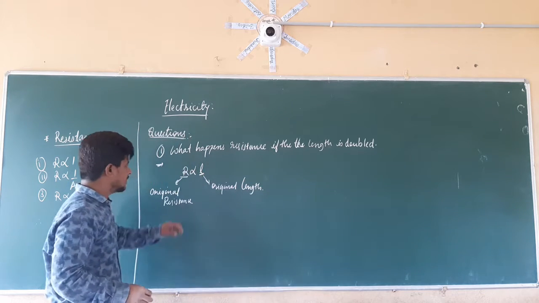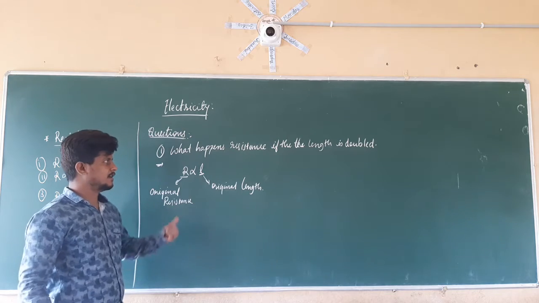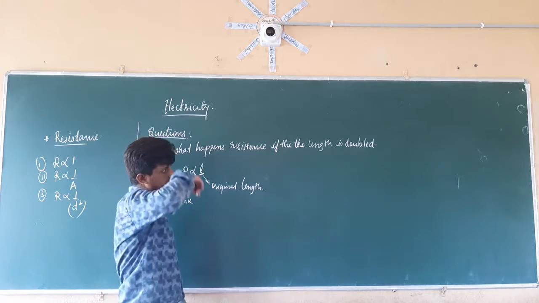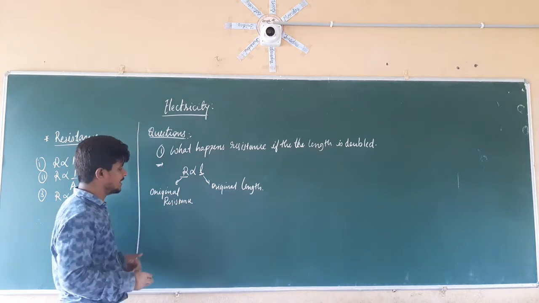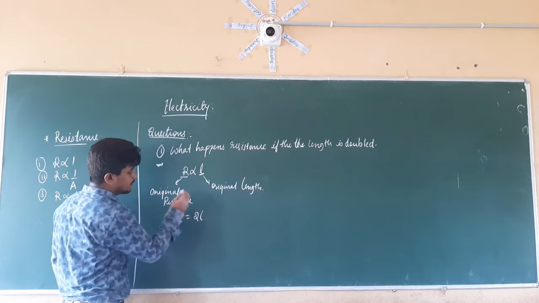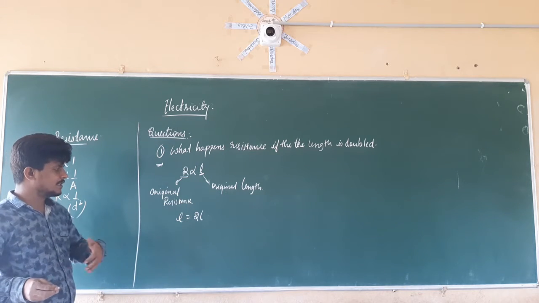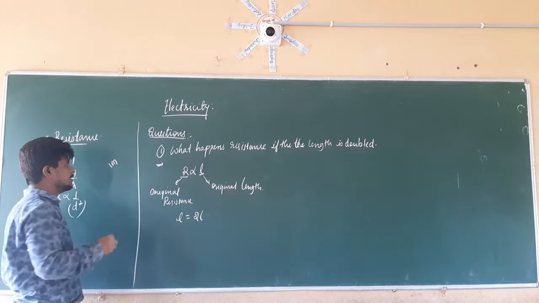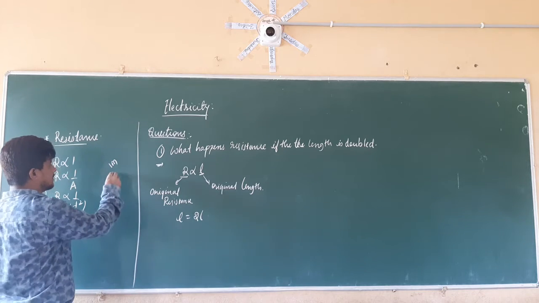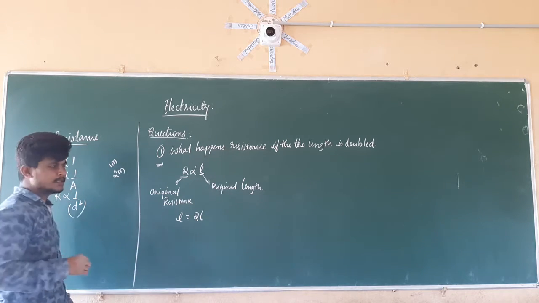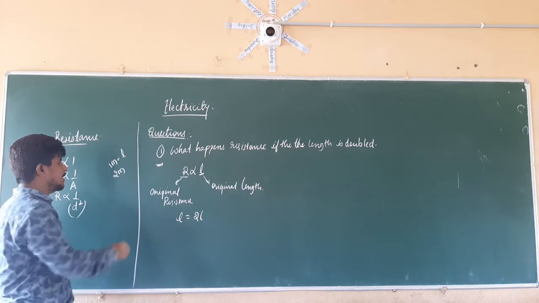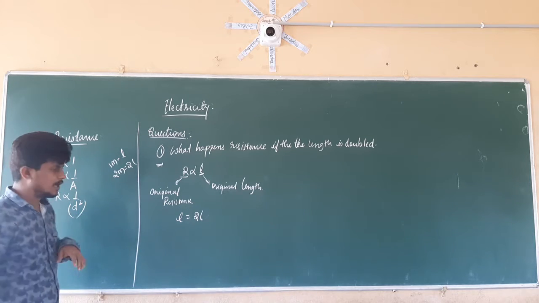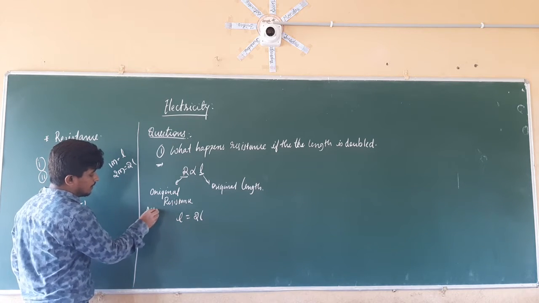Now we have doubled the length of the conductor. The original length is L. Now it will become 2L. After the doubling of the length, it becomes 2L, 2 times. If the length is 1 meter and you double the length, it is going to become 2 meters. In the same manner, if the original length is L, after doubling it will become 2L.